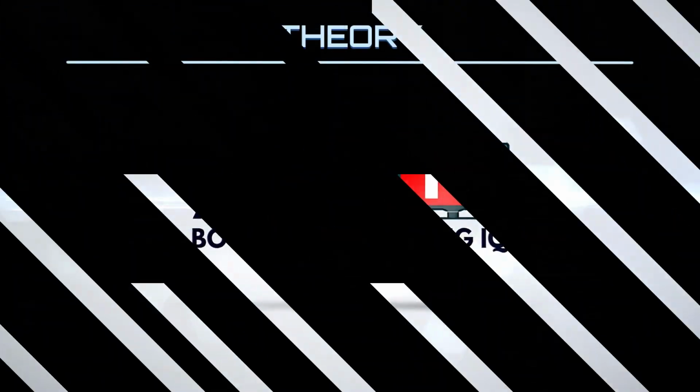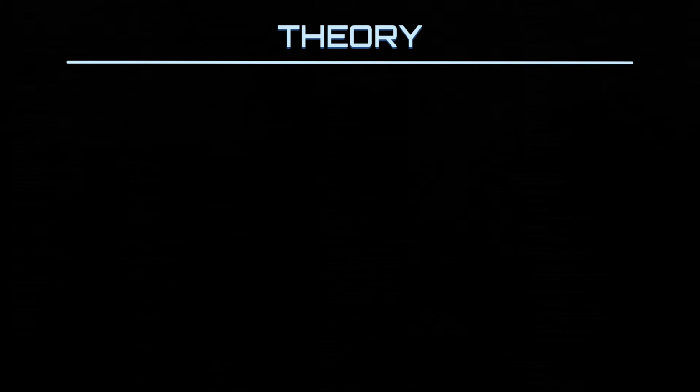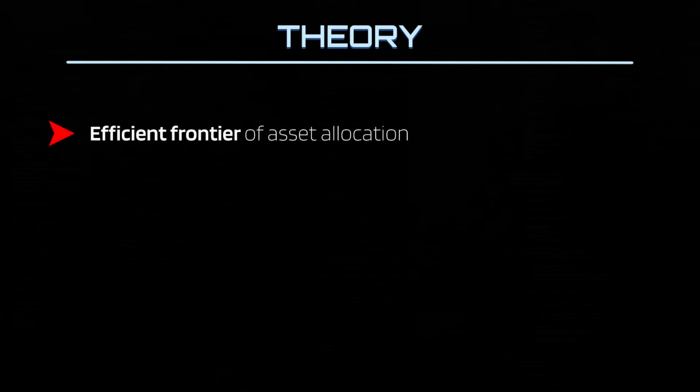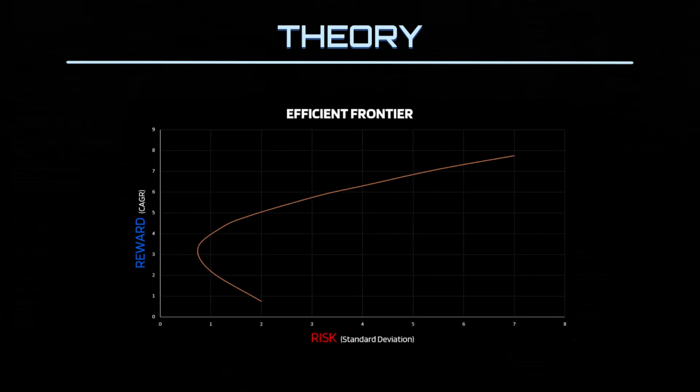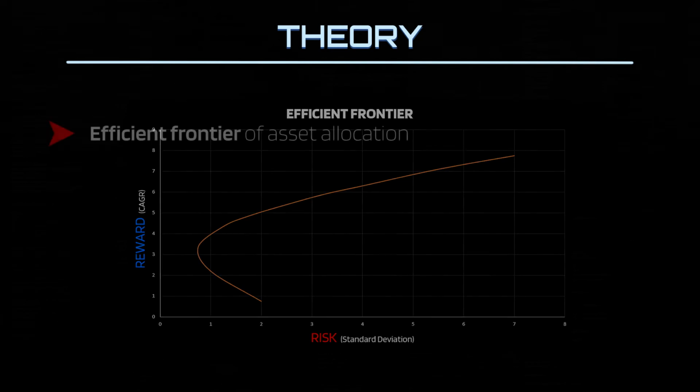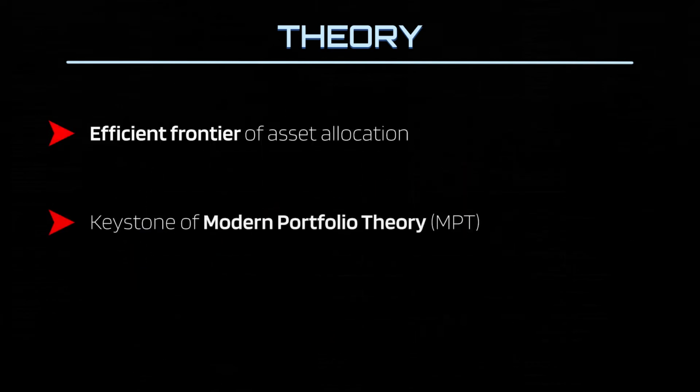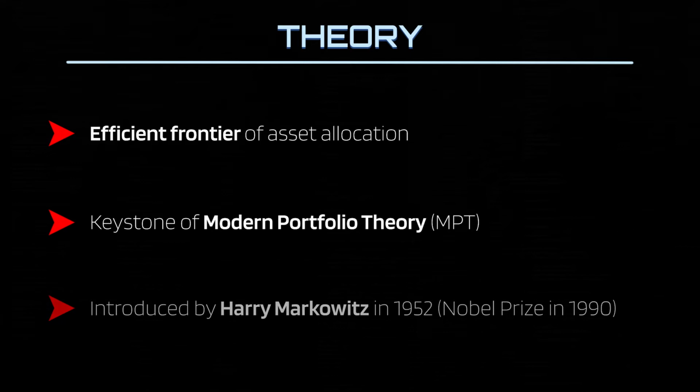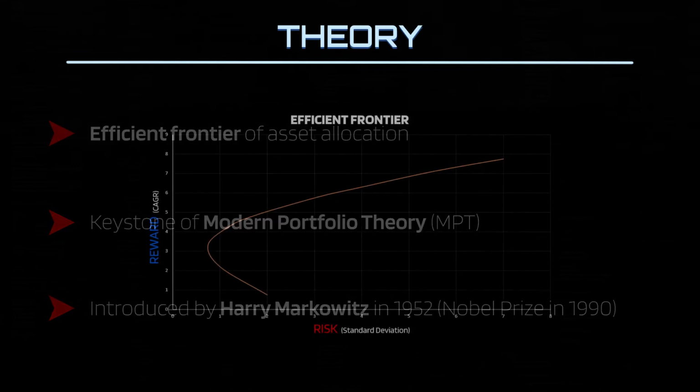In order to understand how to practically push the walls of traditionally expected reward to risk ratios, we have to understand first the theory that supposedly binds the universe of possibilities. This is a representation of what is called the efficient frontier. It is part of the modern portfolio theory or MPT and was introduced in 1952 by Harry Markowitz, for which he was awarded the Nobel Prize in Economic Sciences in 1990. Here's the gist of it.